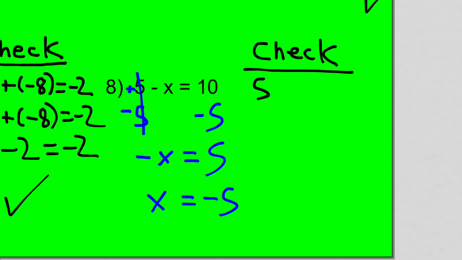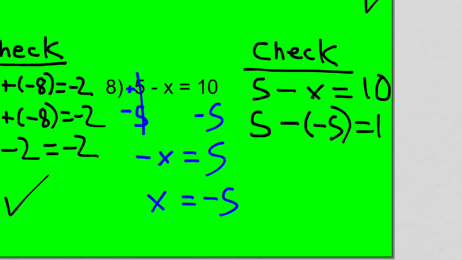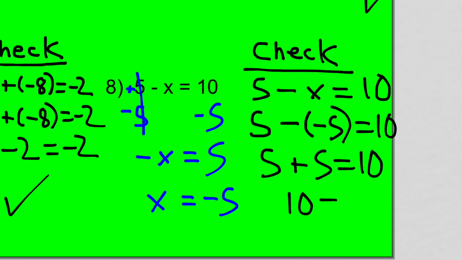Okay, I'll write down the original equation. 5 minus x equals 10. I'm going to replace the x with negative 5. Watch this. I have 5 minus, replace the x with negative 5. Now, is that true? Does 5 minus negative 5 equal 10? Well, we know 5 minus negative 5 is like 5 plus 5 equals 10. That is true. Both sides are equal to 10. That's correct. I know my answer of x equals negative 5 is correct.